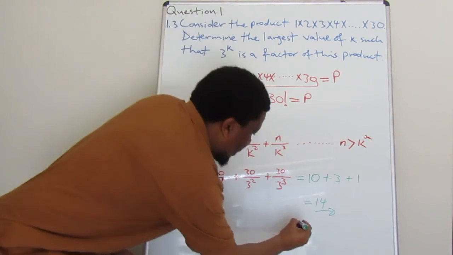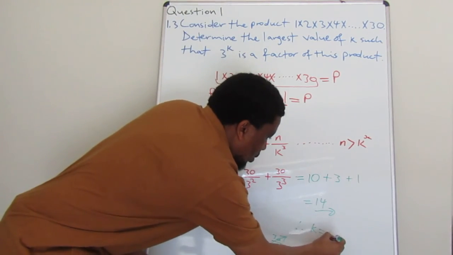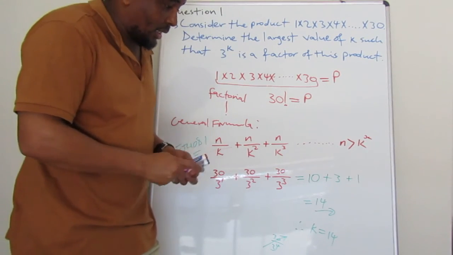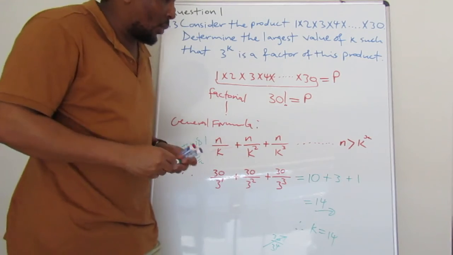Therefore, in this case now, k is equal to what? 14. K is equal to 14. That's the value that we wanted there. That is the largest value that we want. K is equal to 14.